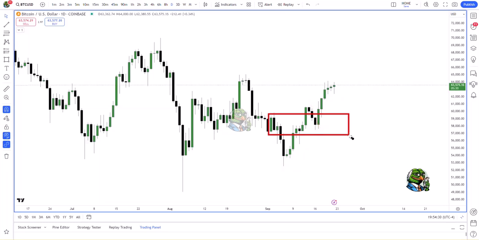Isn't that amazing? The same ICT concepts working in the crypto market. So that would have been the perfect long entry on this daily chart, with an expectation that the market will move back up to these equal highs, which is where it seems to be headed, and maybe even these equal highs. So study the concepts on my channel that talk about these ICT signatures, because you can use those concepts on any asset.